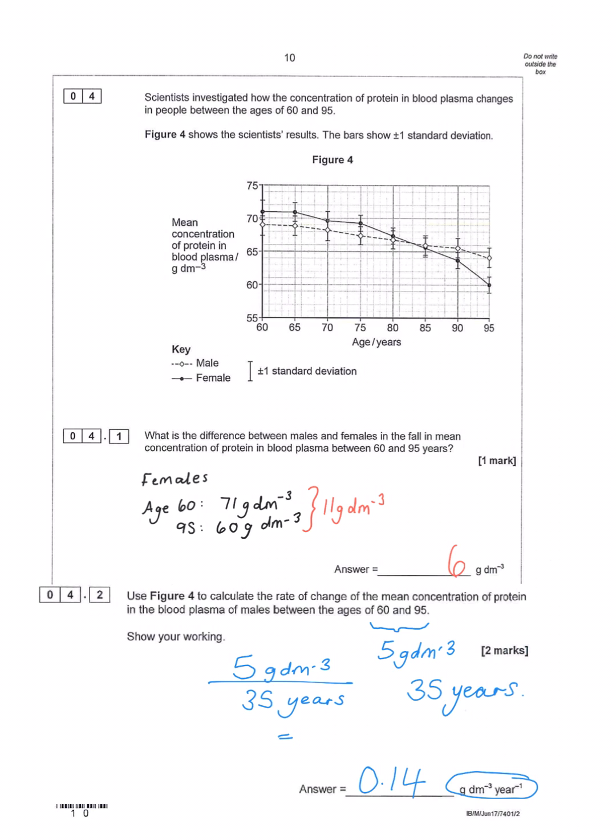As an additional piece of revision, pause the video now and calculate the rate of change of the mean concentration of protein in the blood plasma of females between the ages of 60 and 95. The calculation you will have needed to have performed was 11 grams per decimetre cubed divided by 35 years, and that would give you a rate of 0.31 grams per decimetre cubed per year.